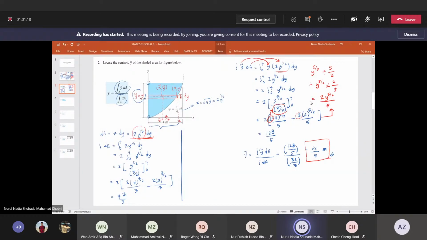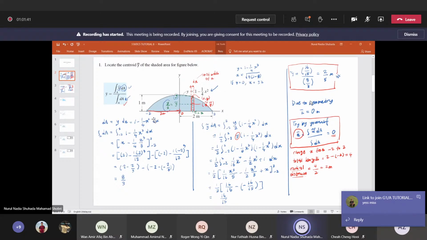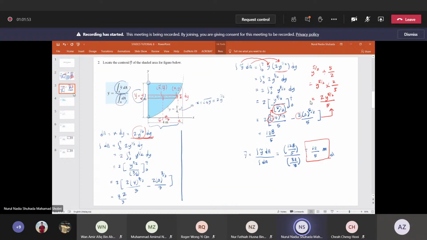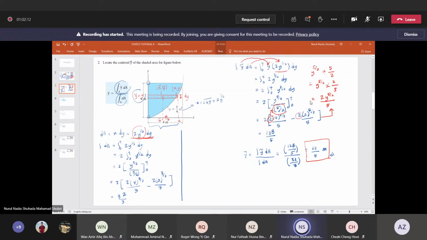I think yes. For your question, whether you use horizontal rectangle or vertical rectangle, both can be implemented into the equation y bar. The answer is yes, because from question 1, I use the same formula y bar but with a vertical rectangle, and this one is also y bar but I use a horizontal rectangle. It is possible. However, for this question, the reason I choose horizontal is because it's easier if your rectangle is touching the axis.